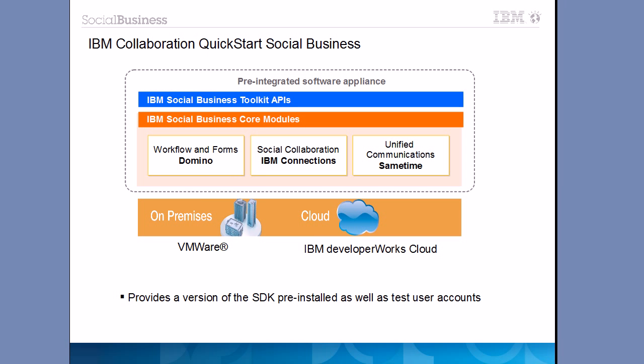There's one more component as part of this IBM Social Business Toolkit that I want to mention here, which is a new version of the IBM Collaboration Quick Start for Social Business image. This image comes or will come with the latest versions of IBM Connections, Domino and SameTime installed and pre-configured. There are also test user accounts available, and the SDK is installed as well. The image will be available in two different versions. It will be available on the IBM Smart Cloud, and you can also download it and play locally using VMware.